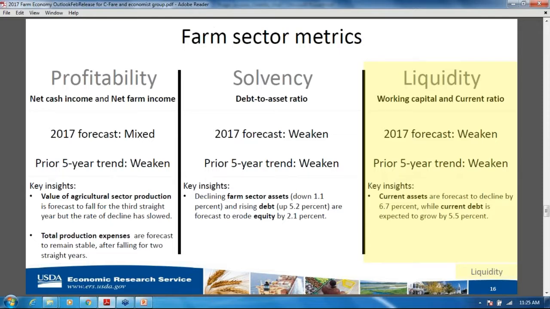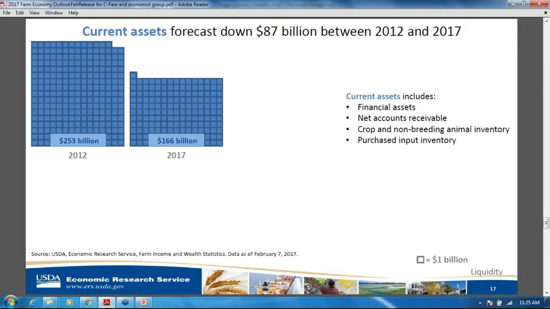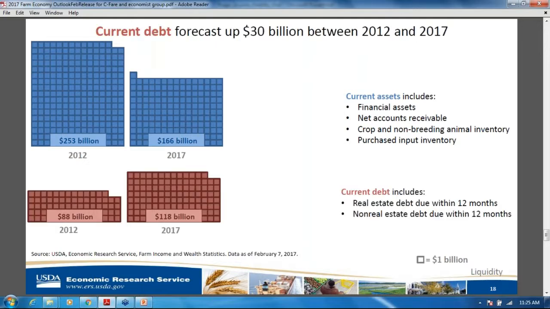Okay, I'm going to very quickly go over liquidity because I think I'm running a little bit low on time. The liquidity measure I'm going to look at is working capital, and that's current assets. You can think about it as the assets that are either cash or can likely be converted into cash within a year, which we call current assets, and those are forecast down $87 billion between 2012 and 2017. Current debt, which is the debt obligations that are likely to become due in the next 12 months, is forecast $30 billion higher.